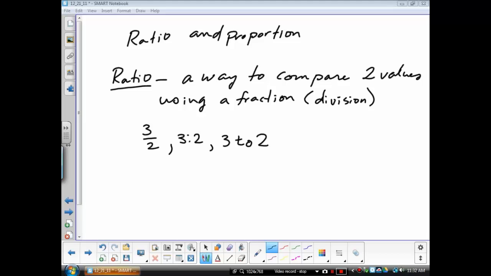So you could talk about making cement, and you might have 3 parts of gravel, 2 parts of sand, and 1 part of Portland cement. And that makes a cement. And you can actually compare 3 values in that way then.